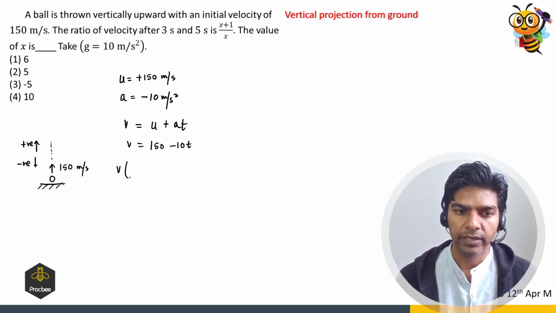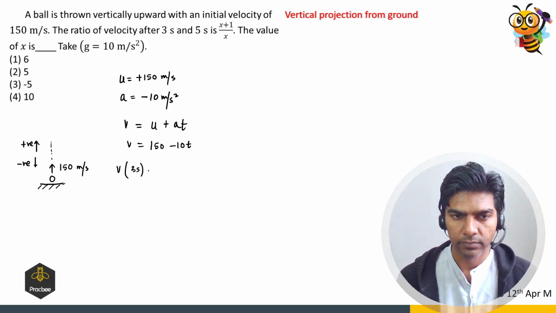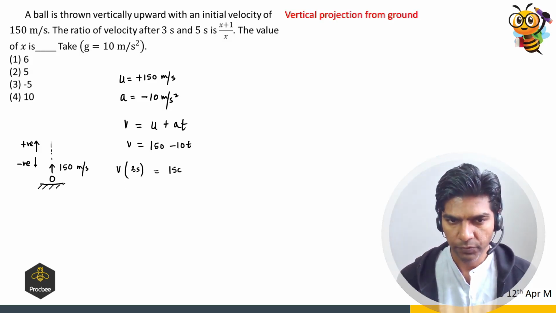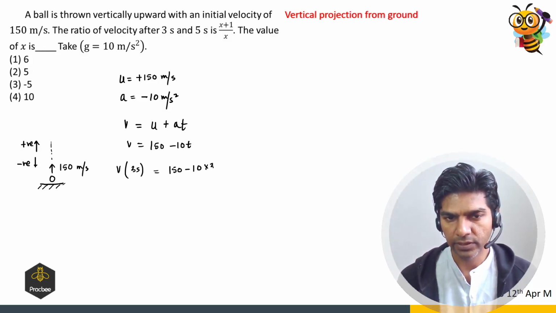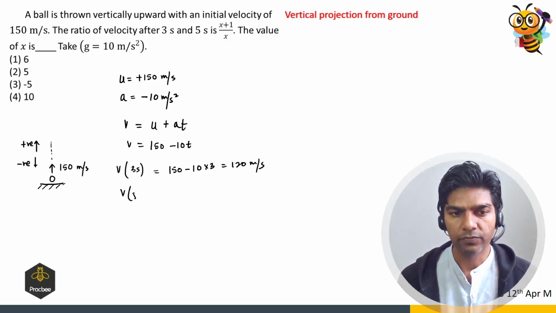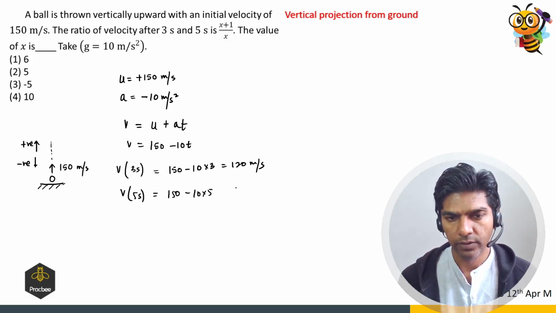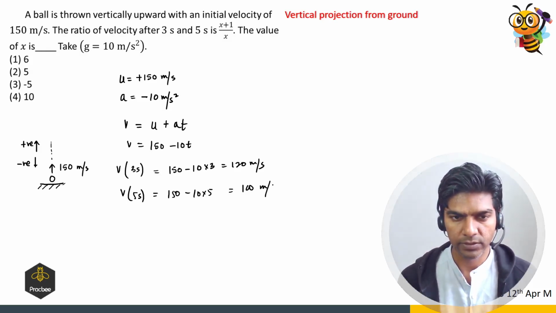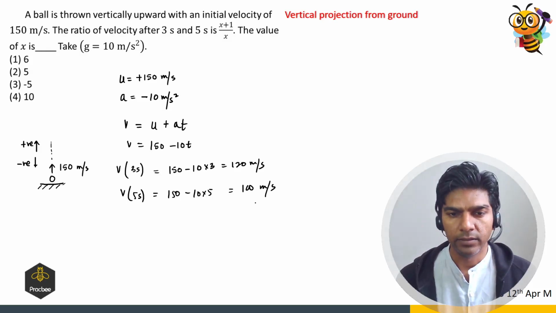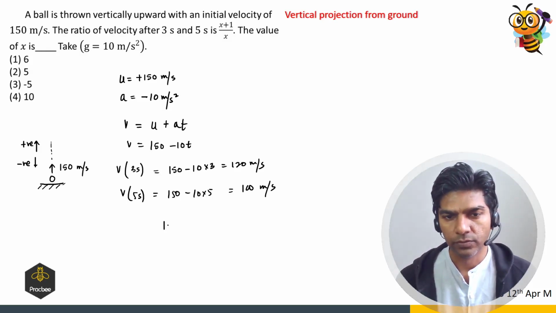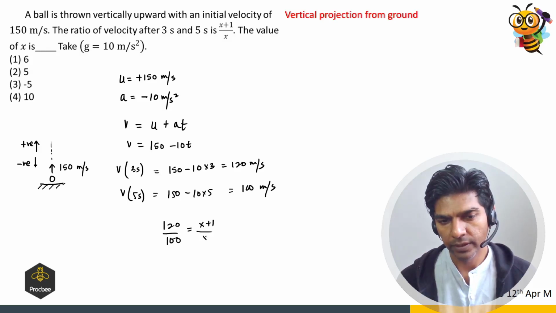So velocity at 3 seconds will be 150 minus 10 times 3, that will be 120 meters per second. And velocity at 5 seconds will be 150 minus 10 times 5, which is 100 meters per second. So the ratio of these two, 120 upon 100, is given as x plus 1 by x.